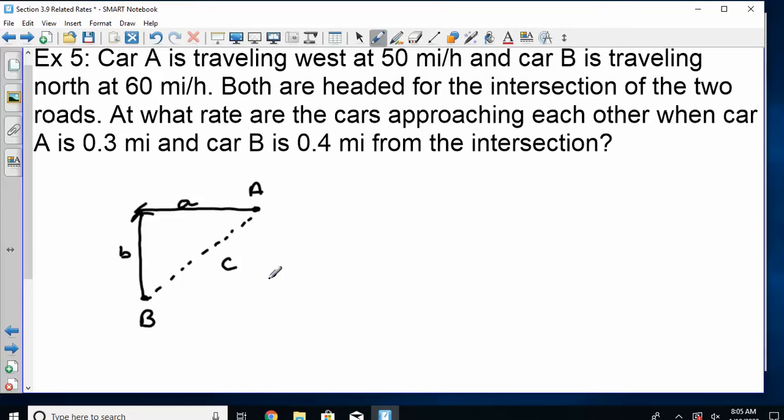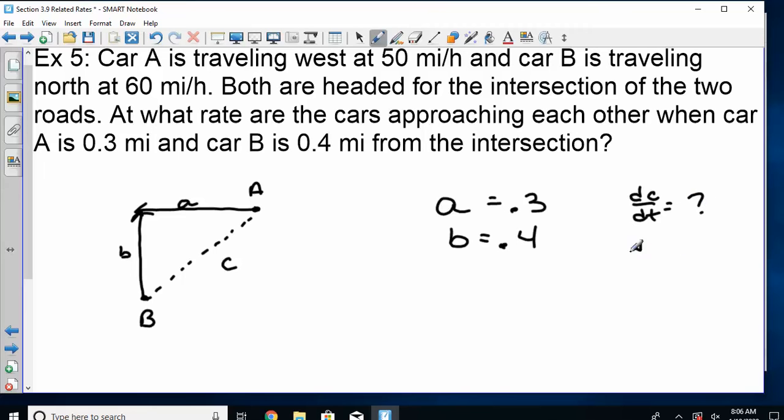Okay, so if we write down the stuff we know, car A is 0.3 miles from the intersection. So that means the distance A is 0.3. Car B is 0.4, so that distance is 0.4. We want the rate they are approaching each other, so that would be dc/dt. A rate is a derivative. We're talking about the distance apart, so that's what I'm looking for.